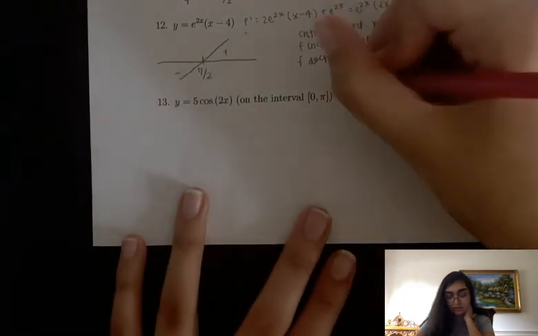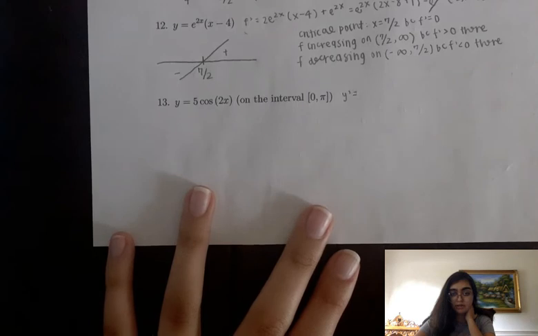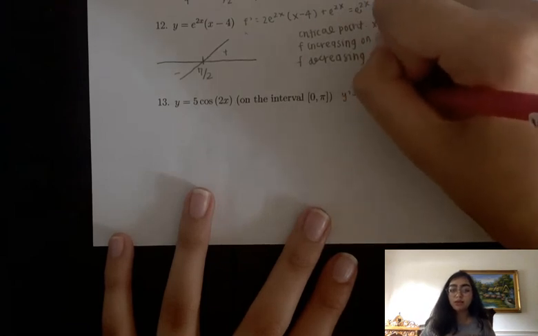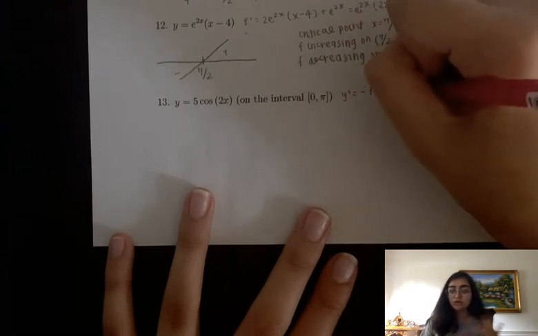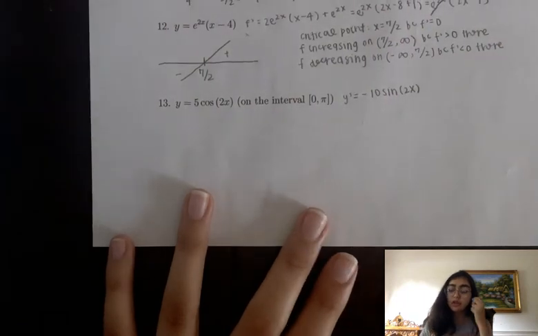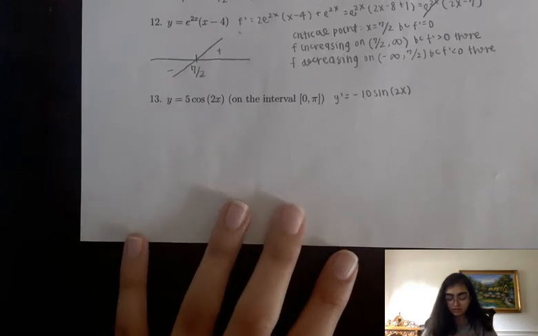Number 13 is a little tricky, just because when we draw the sign chart, we can't rely on the methods that we usually use. We just kind of have to recognize what a trig graph looks like and draw it based on that. But we go ahead and do our first step, which is taking the derivative, giving us -10 sine, and then 2x in the parentheses.